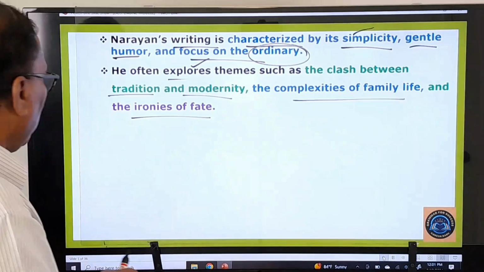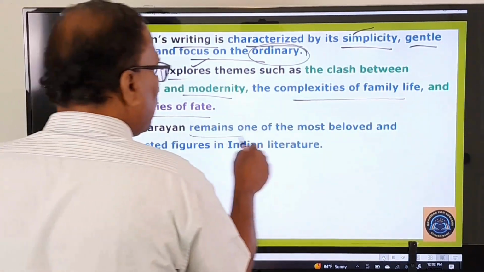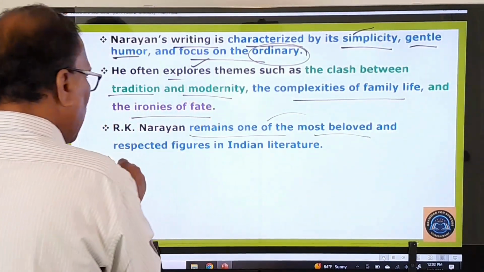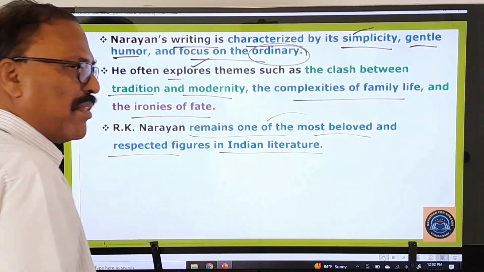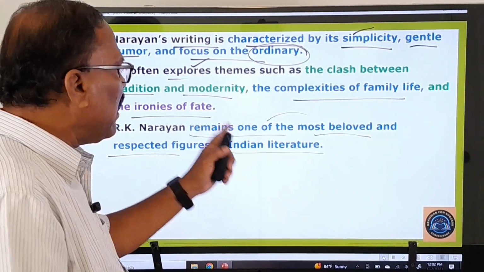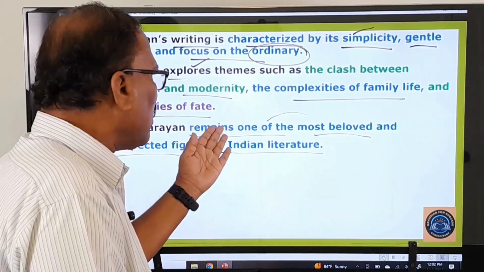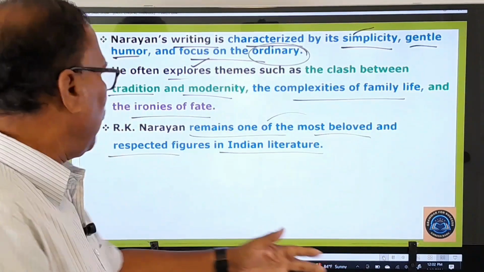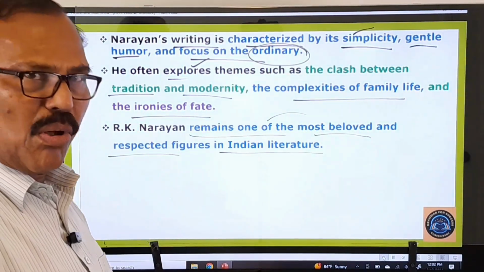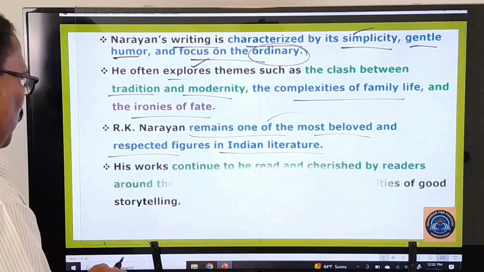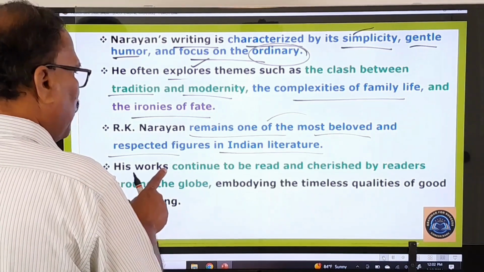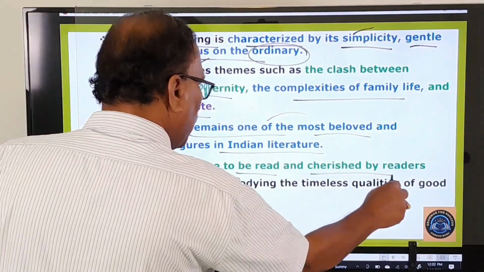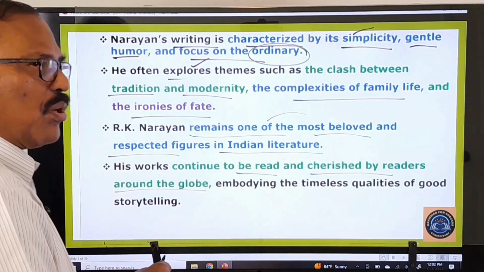Okay, and here R.K. Narayan remains as one of the most beloved and respected figures in Indian literature. Even today, in Indian English literature, he remains one of the most beloved and respected personalities. Okay, and you go to the next point about him. His works continue to be read and cherished by readers all around the globe.